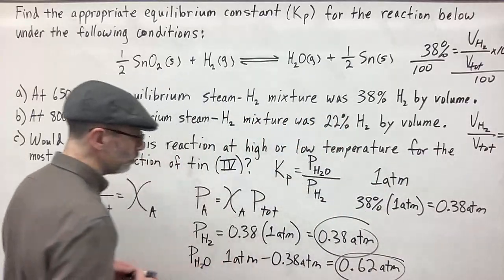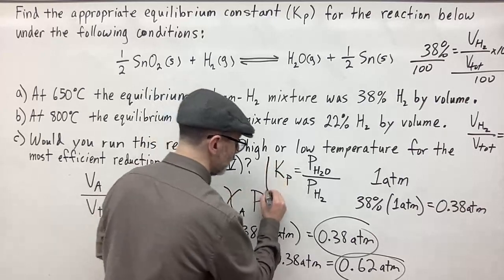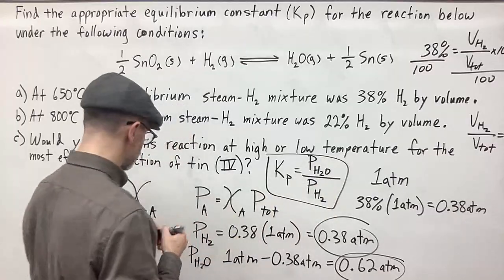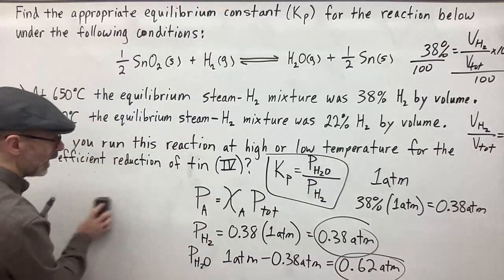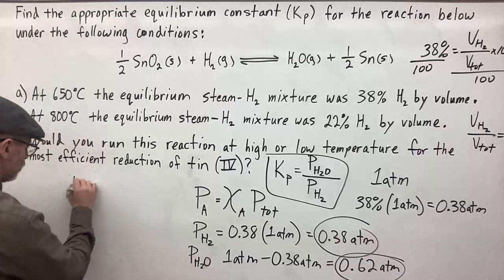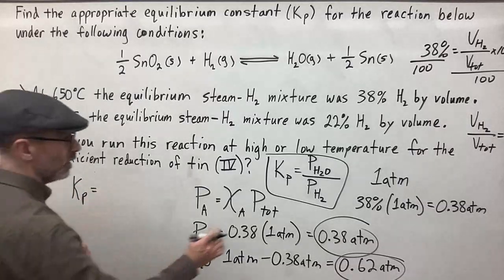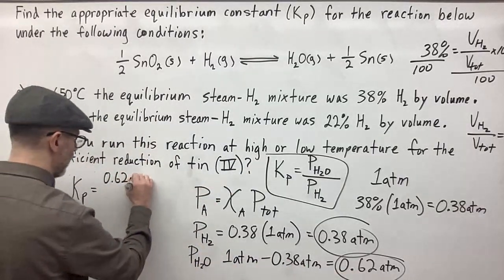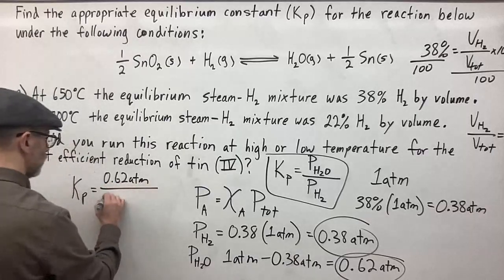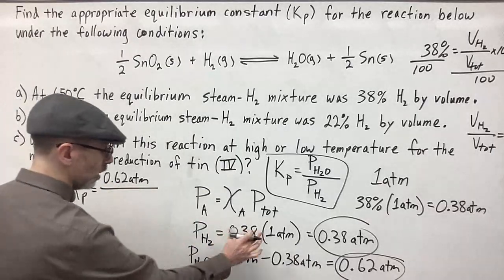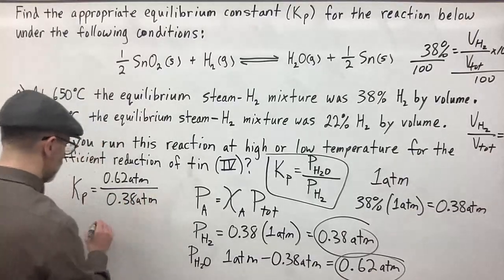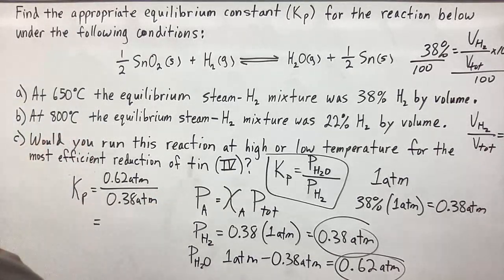Okay, so now all I have to do to get my Kp value is divide the partial pressure of water over the partial pressure of hydrogen. And so I'm going to write that over here. So Kp is equal to the partial pressure of water, which is 0.62 atmospheres, divided by the partial pressure of hydrogen, which is 0.38 atmospheres. So if I divide those two, what did I get?